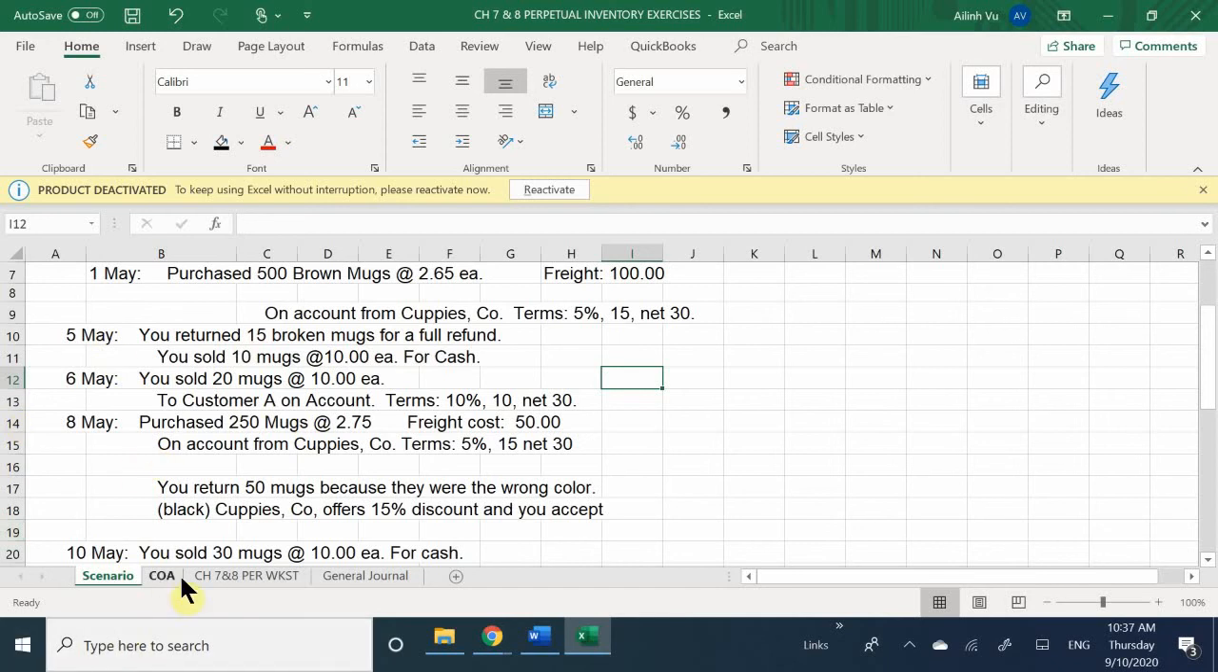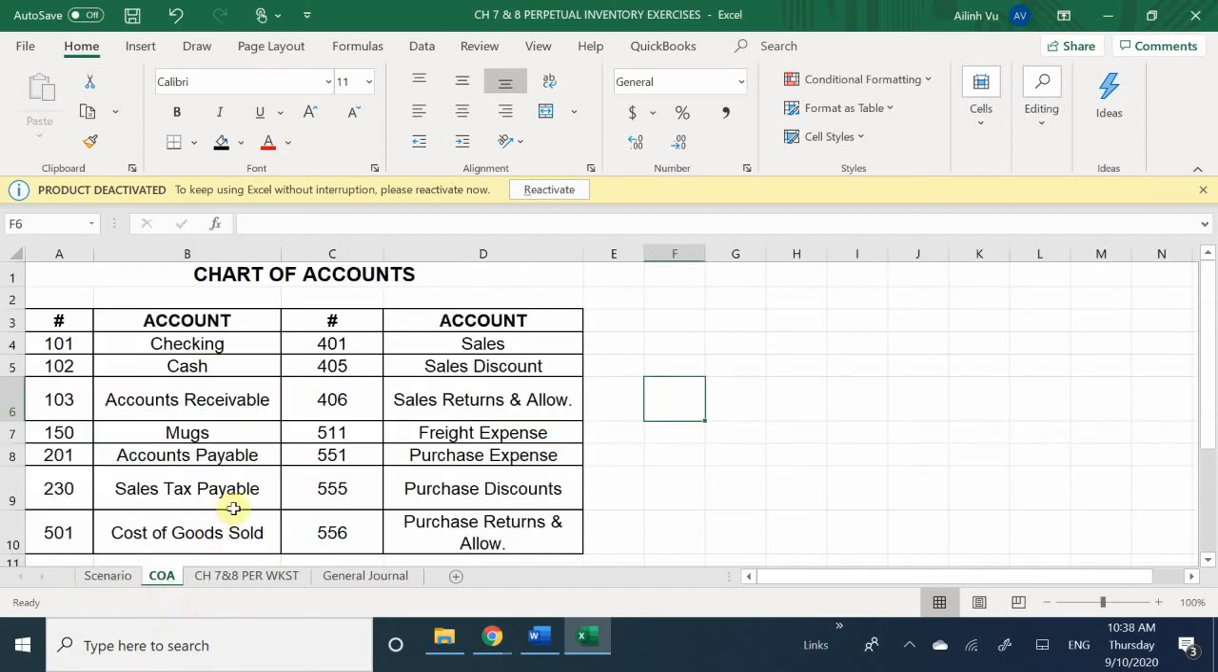So let's look at our chart of accounts. We sold to customer A. So what are we dealing with this time? We're dealing with cost of goods sold and sales. So that would be sales on account. And then are we dealing with our customer or our vendor? Are we owing money, or are they owed? Customer. They owe.